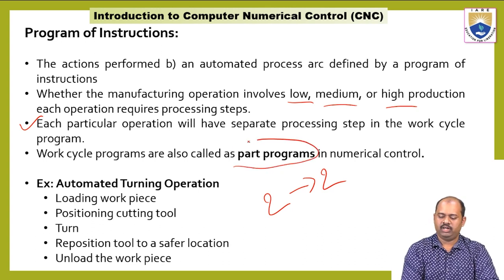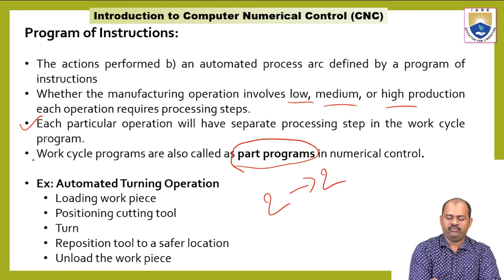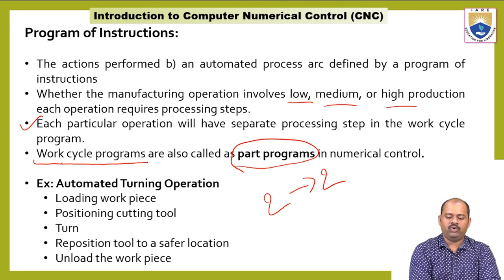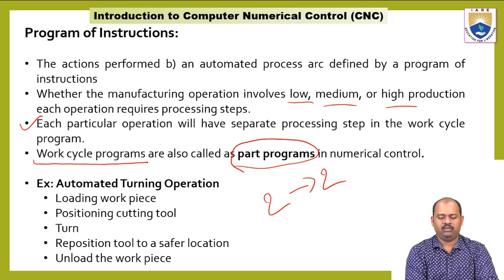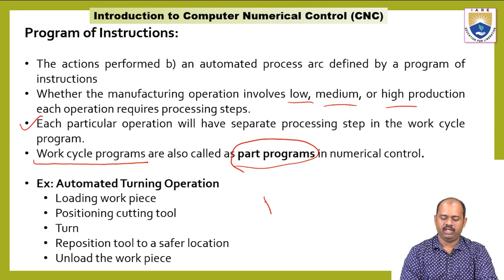Here we can see what a part program is. The procedure which we use for manufacturing an object is called the work cycle program. So this is the program given to any manufacturing system for generating a product. So here part program is there. This part program is nothing but, if we want to manufacture a product, an object like a bearing is there.